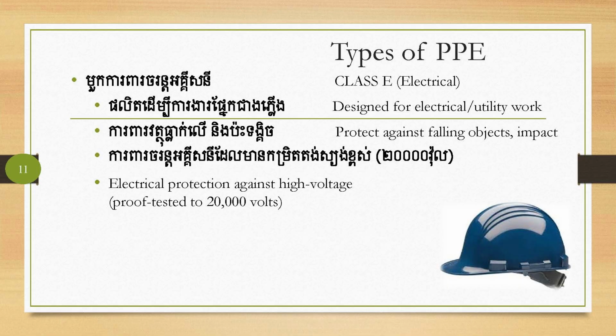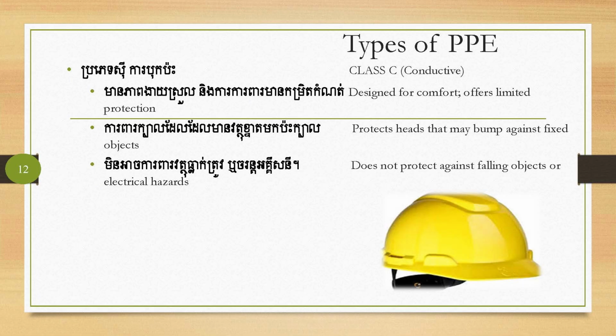11. Class E. Electrical design for electrical and utility work, providing protection against falling objects, impacts, and high-voltage electrical hazards, proof-tested to 20,000 volts. 12. Class C. Conductive. Designed for comfort, offers limited protection, protects heads that may bump against fixed objects, does not protect against falling objects or electrical hazards.